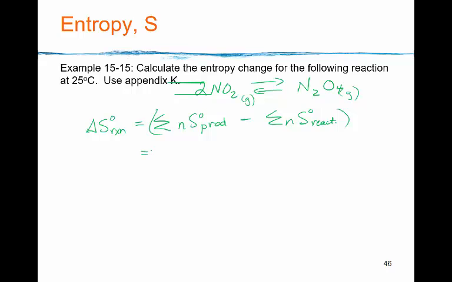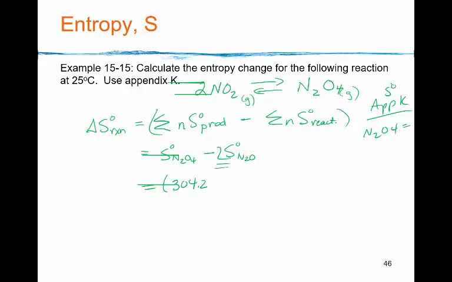So in this case, we only have one product, right? So it's going to be the standard entropy of the N2O4 minus the standard entropy of the NO2, but we got two of those, so we have to remember to use the coefficient. So when we put them in there from our Hess's summation law, we'll have 304.2. Where did I get that number? Appendix K. So N2O4, if you look at that, remember S's are always positive.